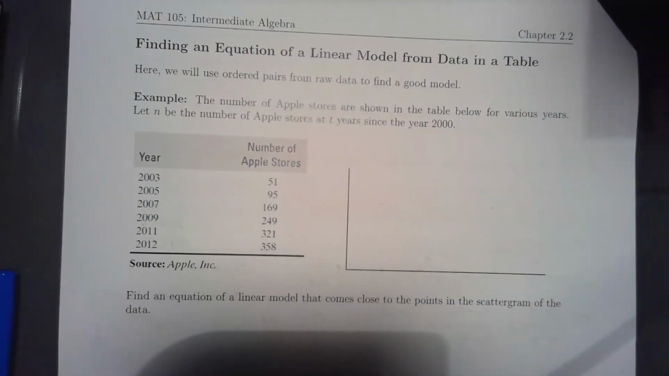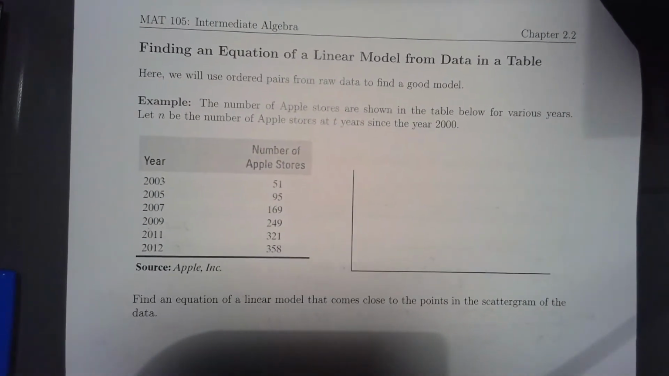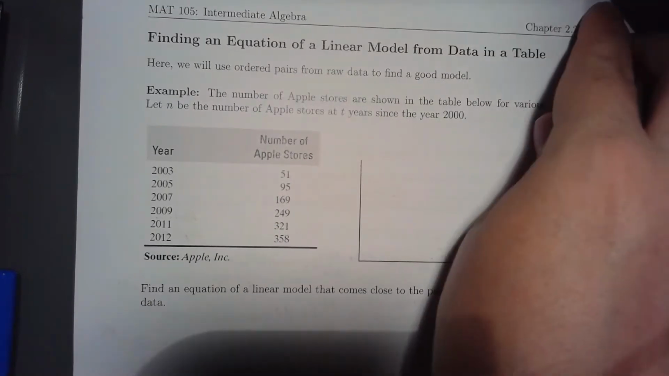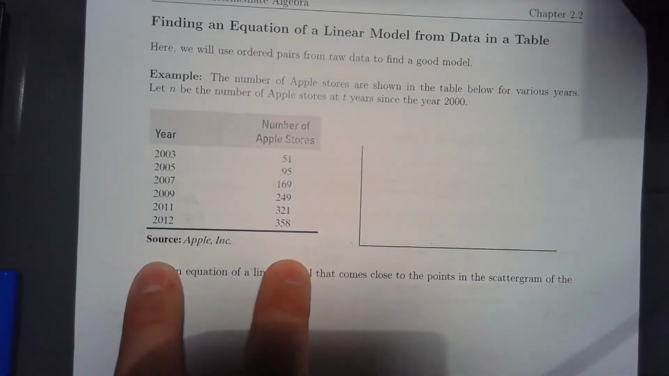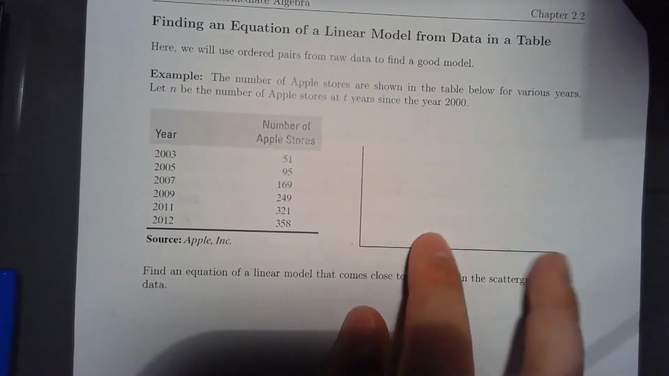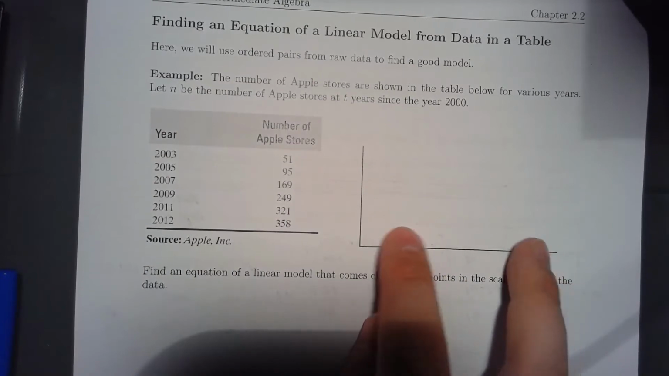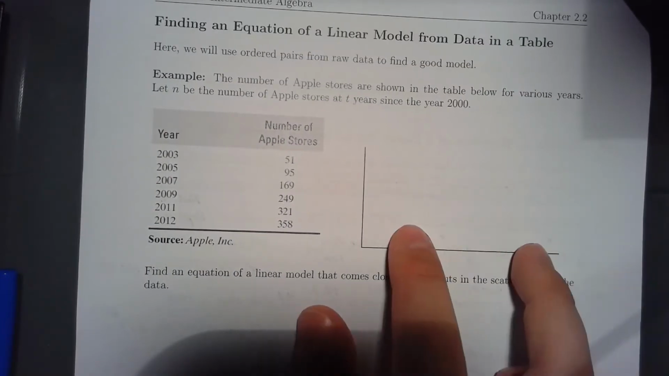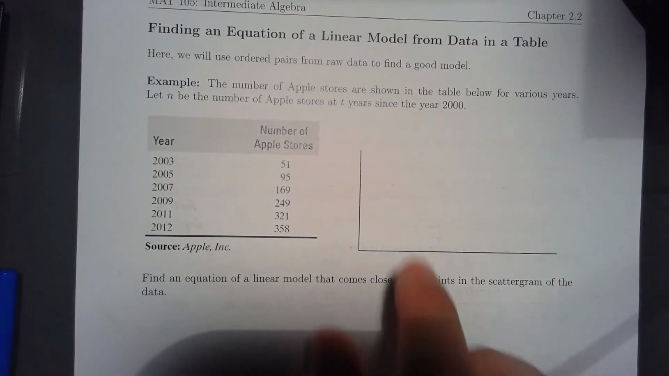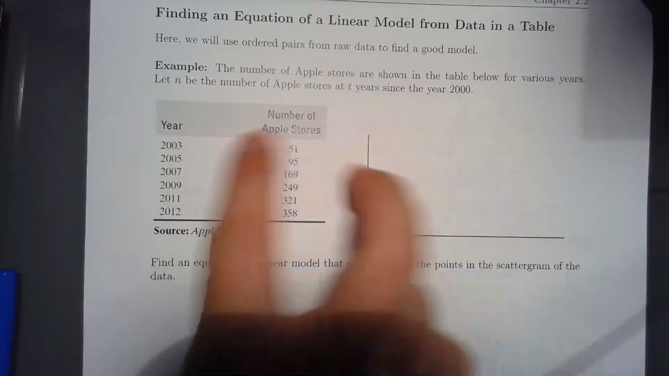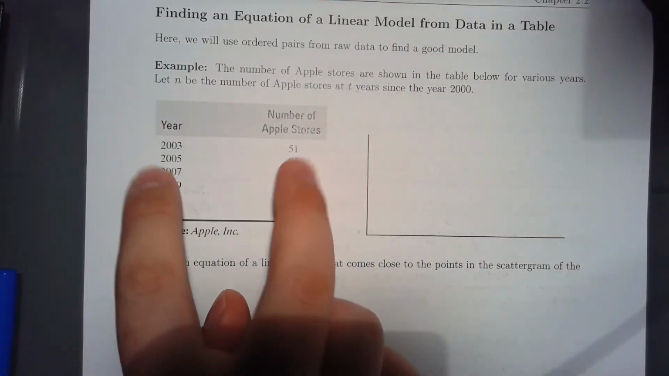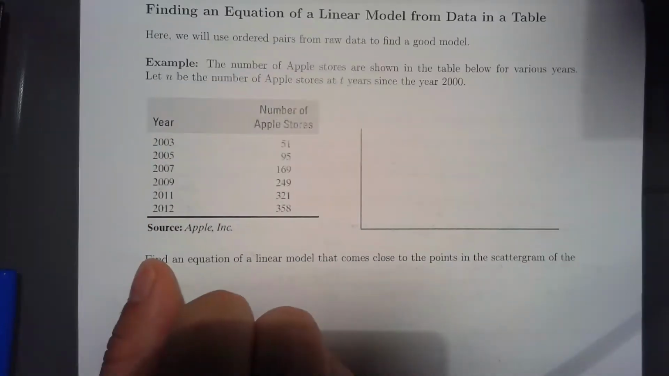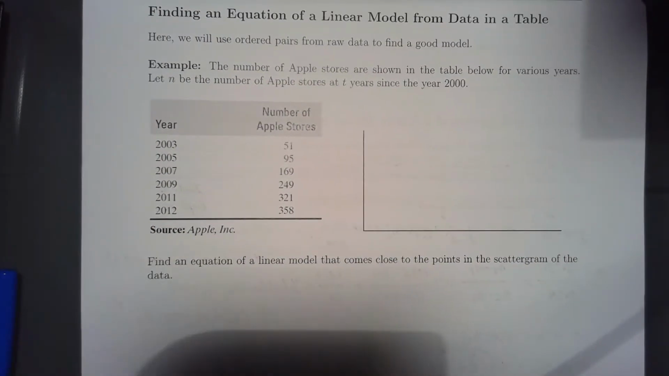we're going to find a linear equation from a linear model from data in a table. So now what we're actually going to do is we're given raw data. I'm going to make a scatter plot here just for reference, which we did in the previous section. And then we're going to find a good model using raw data points from this data that we have.